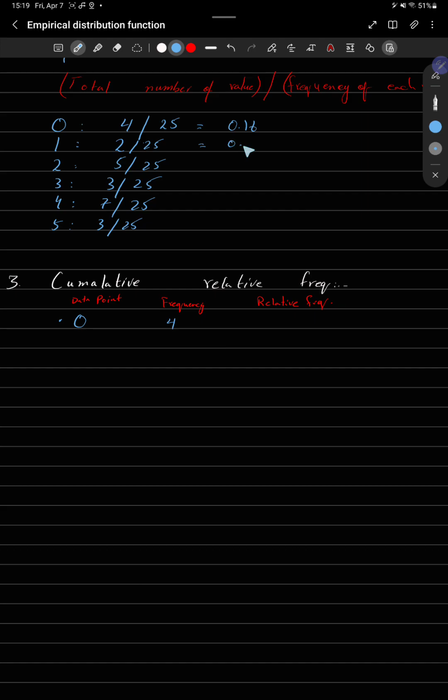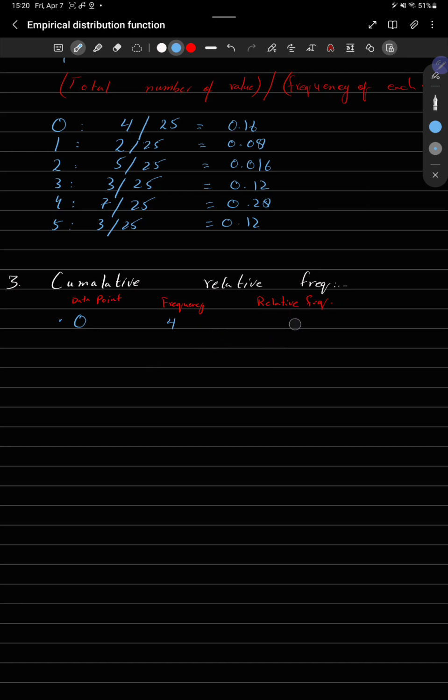and this one is 0.08, and this one is 0.12, and this one is 3 divided by 25, which is equal to 0.12, and if we divide 7 by 25, we got 0.28, and here 0.12. So this we can write here, 0.16.